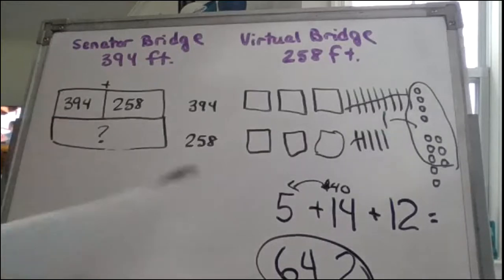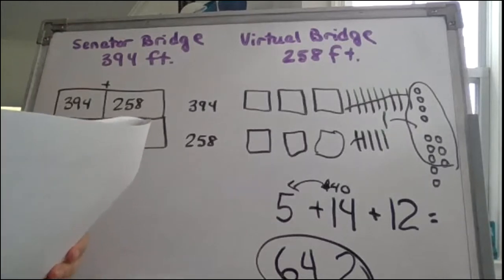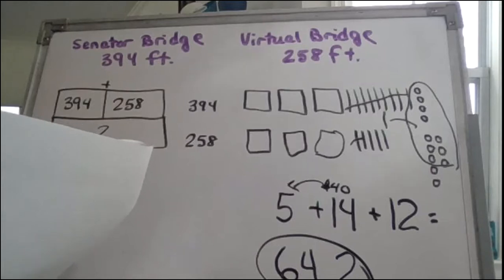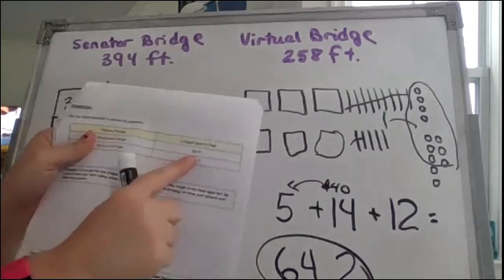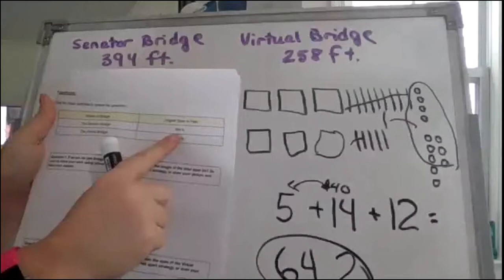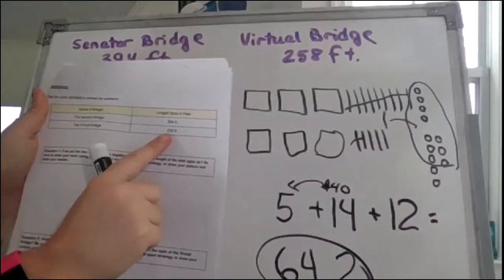Now look at question 2, okay? Again, there's no numbers in it, it's a circle, but number 2 says, how many more feet is the span of the Senator Bridge than the span of the virtual bridge? Be sure to show your work using either the bar model, break apart strategy, or draw your picture and label your answer, okay? So look at this one, use your information here. You have the 394 feet of the Senator Bridge and the 258 feet of the virtual bridge, okay?